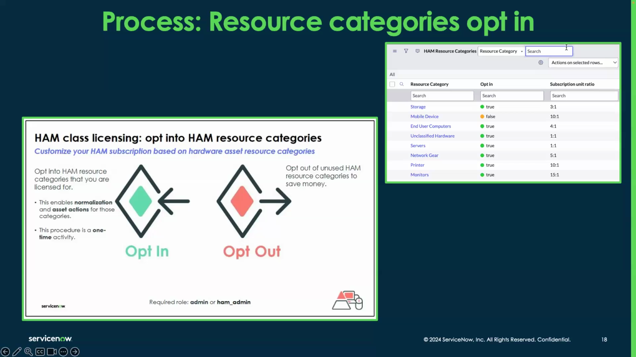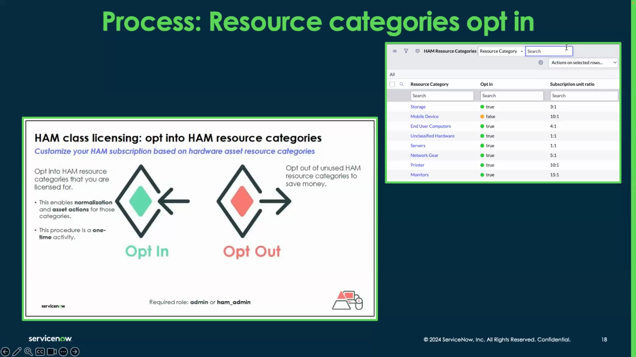You can get to it a couple of different ways, but the easiest way is just going through the navigation, and you can type in ham resource categories, and you'll be able to quickly navigate to this little list. From this list, you can see that those resource categories are broken up, and we added some more to help divert some of those costs and to give more value to you guys. And so if you look at the end user computer, you're looking at 4 units to 1. So if you have 4 computers to 1 unit cost, that's that ratio.